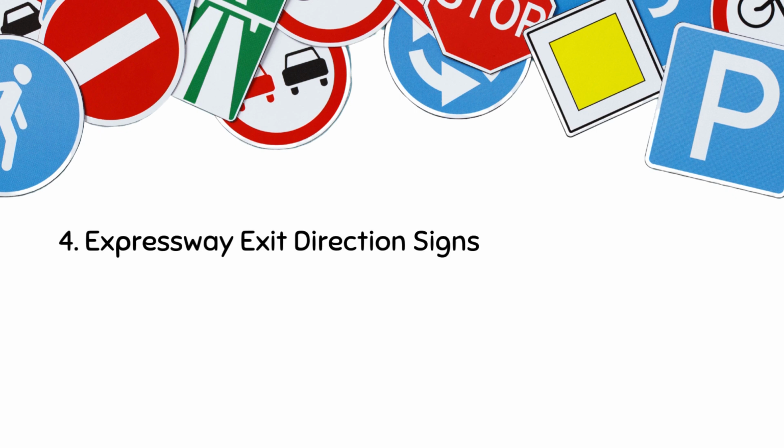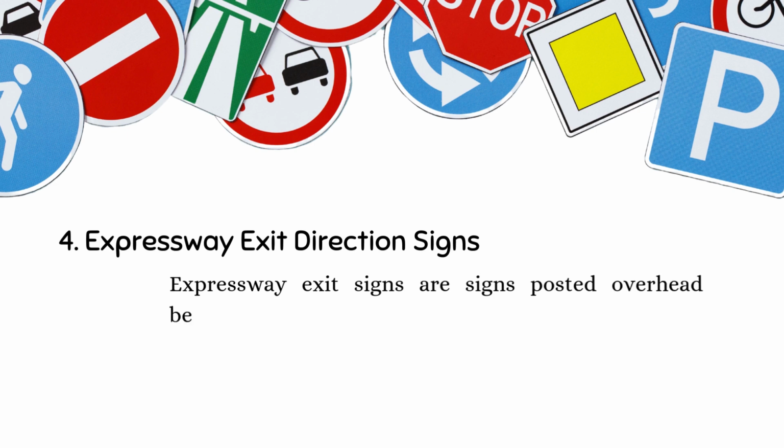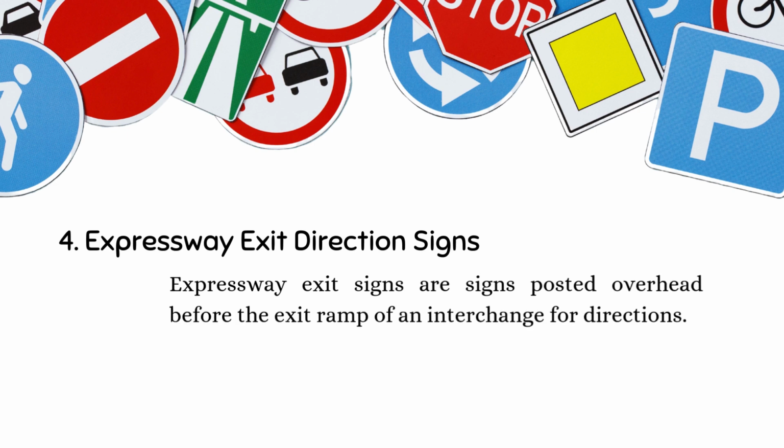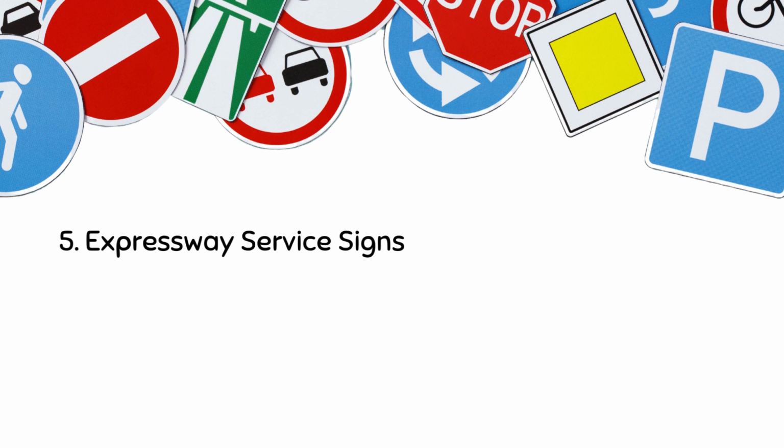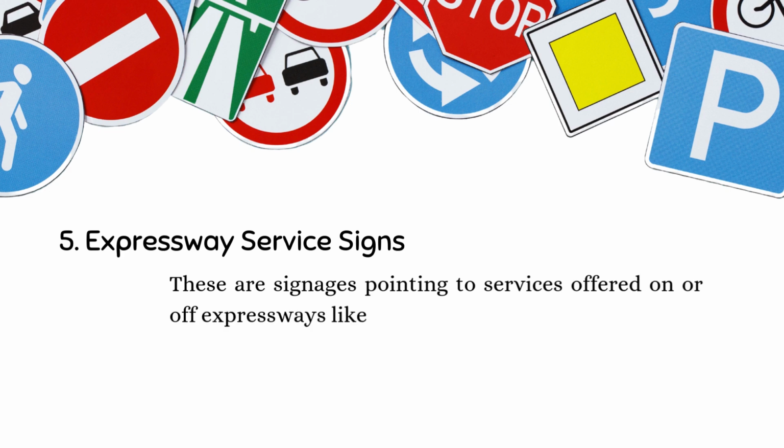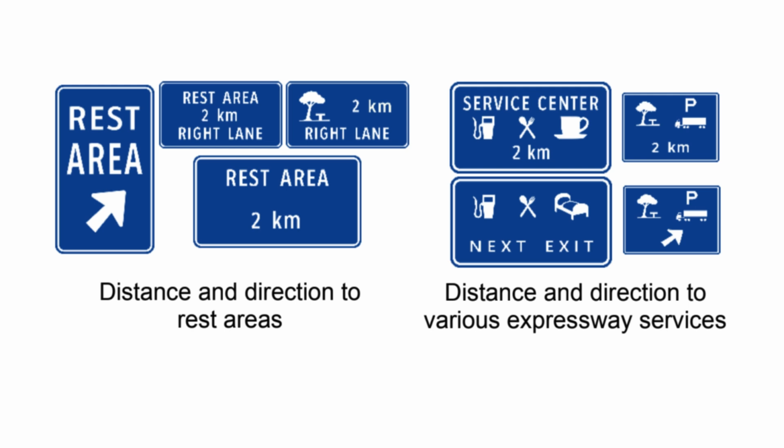4. Expressway exit direction signs. Expressway exit signs are signs posted overhead before the exit ramp of an interchange for directions. These are examples of expressway exit direction signs. 5. Expressway service signs. These are signages pointing to services offered on or off expressways like rest areas and other services. These are examples of expressway service signs.